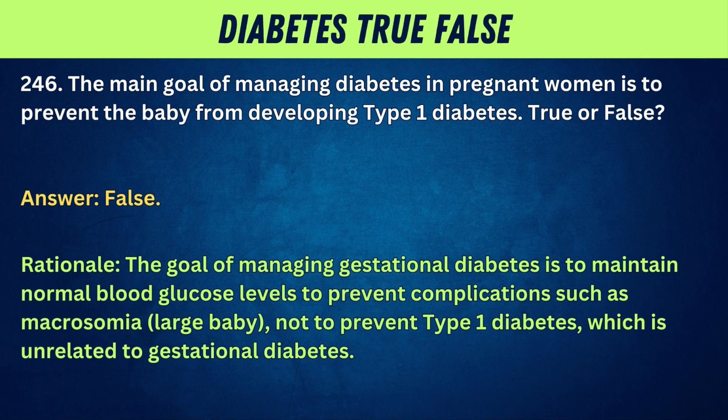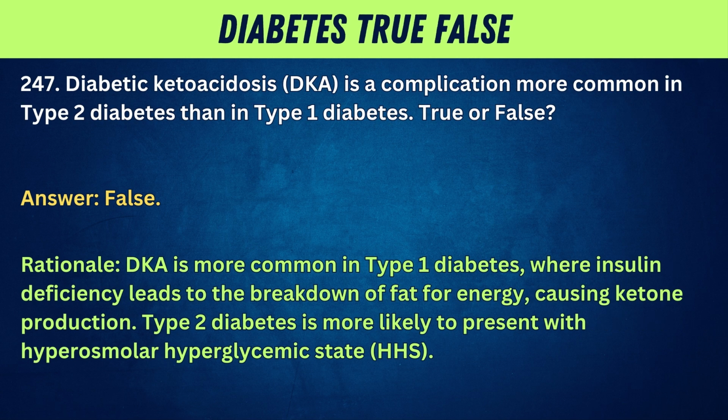246. The main goal of managing diabetes in pregnant women is to prevent the baby from developing type 1 diabetes. True or false? Answer: false. Rationale: the goal of managing gestational diabetes is to maintain normal blood glucose levels to prevent complications such as macrosomia, large baby, not to prevent type 1 diabetes, which is unrelated to gestational diabetes.